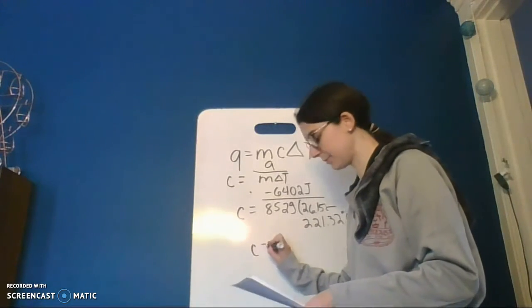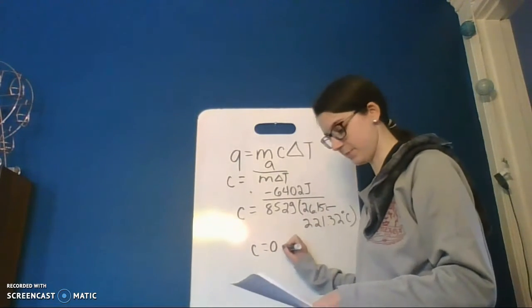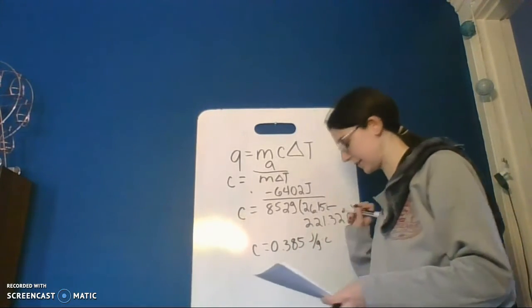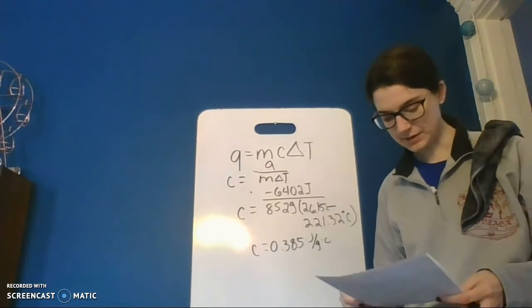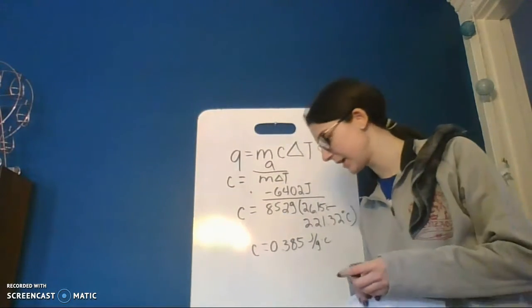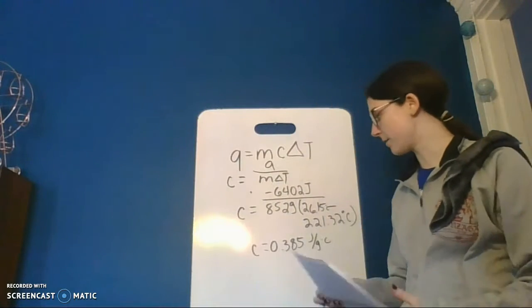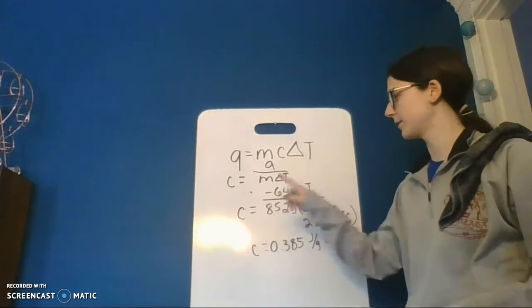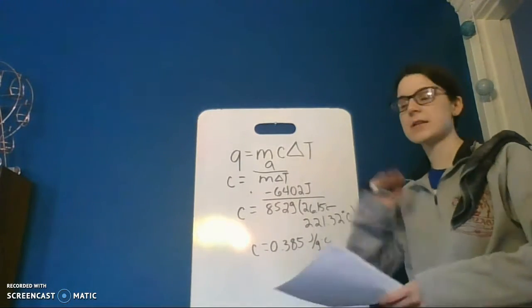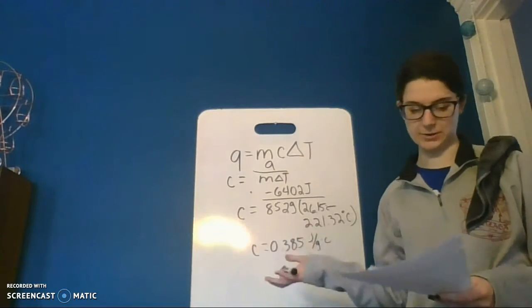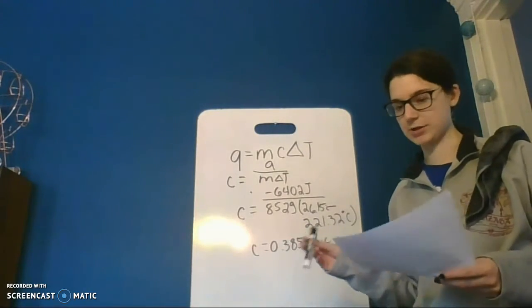So that means C, once you plug this into your calculator, is equal to 0.385 joules per gram degrees Celsius. So that's part C. Part D asks, was energy conserved in the process, and justify your answer. So yes, energy was conserved in the process. The heat lost by the copper, negative 6,402 joules, is equal in magnitude to the heat gained by the water. So yes, energy was conserved in this reaction. So that is number 1.